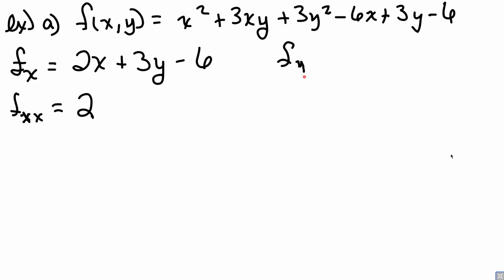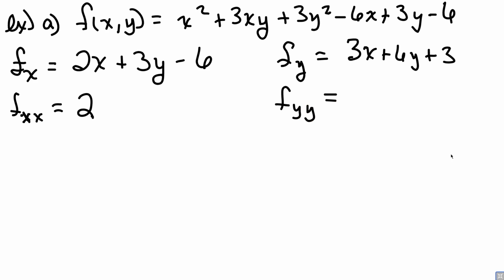Okay. So now let's do the partial of f in respect to y. What would that be? Okay. So it would be 3x plus 6y plus 3. And then what would be the second order partial in respect to y? Just 6. All right. And then we need the mixed partial. So let's do partial in respect to x in respect to y. So what would that be?